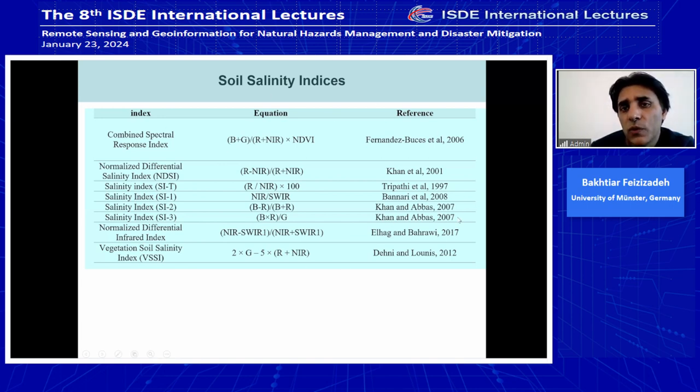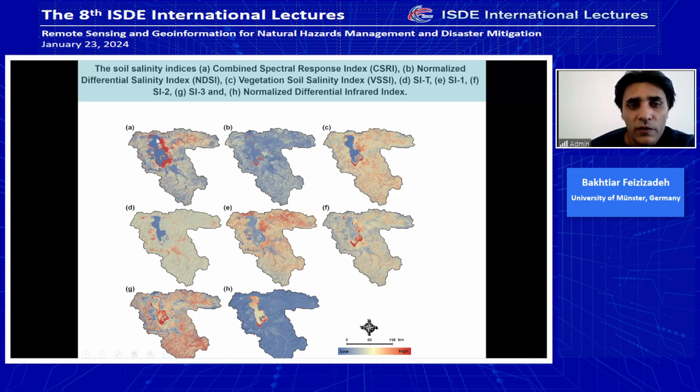We wanted to apply these methods for soil salinization, but there was no idea which one is actually most effective and most beneficial. So we did some research in this context. We applied these eight methods in the same area and on the same images, and we received different results. For example, you could see this soil salinization mapping developed by different indices, and then we were not so sure which one is correct.